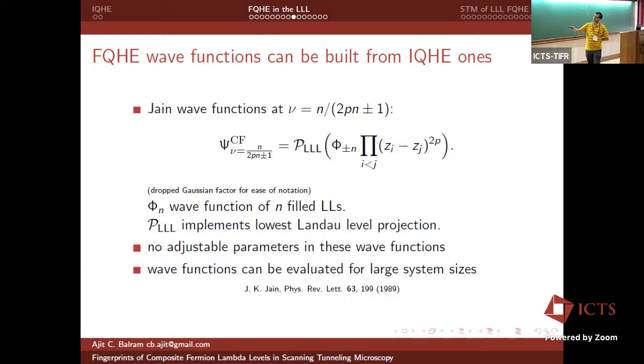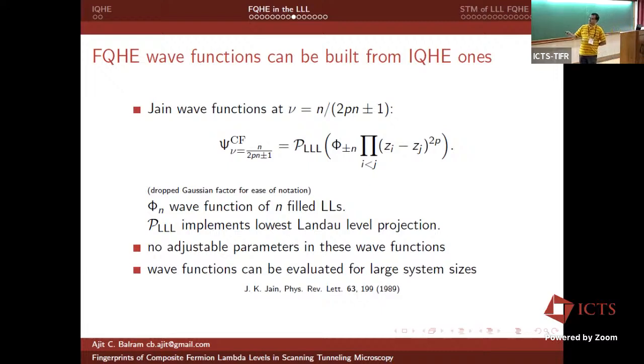So the moment you fix the filling factor on the left-hand side, everything else on the right-hand side is completely fixed. And these are all some integer numbers. So n is an integer, 2p is an integer, so there is no room to maneuver. So these are variational wave functions with no adjustable parameters. So either they're going to be very good or they're going to be very bad.